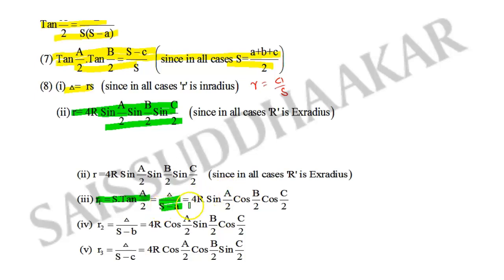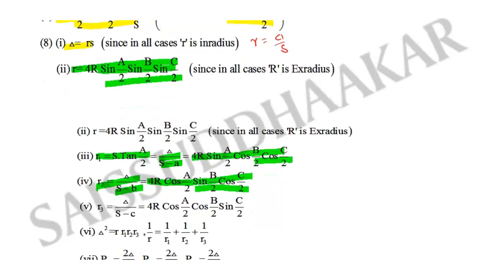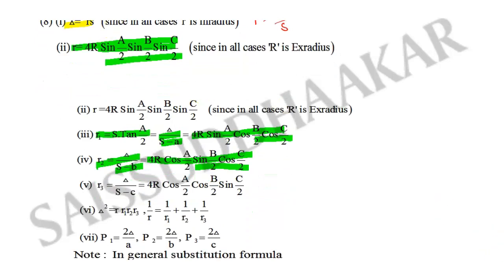Next, r1 is equal to s tan A by 2, and that is equal to delta by (s minus a), is equal to 4R sin A by 2 cos B by 2 cos C by 2. And the r2 formula: delta by (s minus b), and this also can be written as 4R cos A by 2 sin B by 2 cos C by 2. Next, the r3 formula is delta by (s minus c), that is equal to 4R cos A by 2 cos B by 2 sin C by 2.